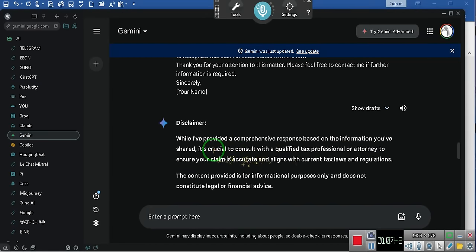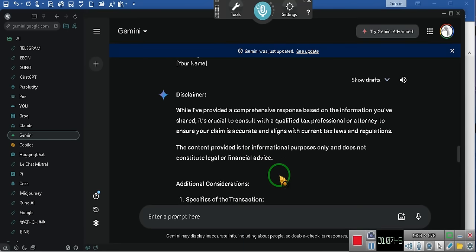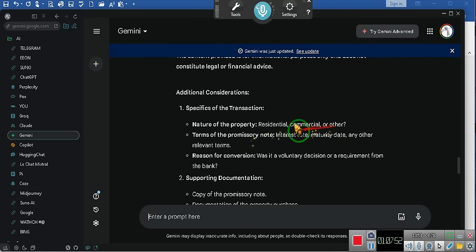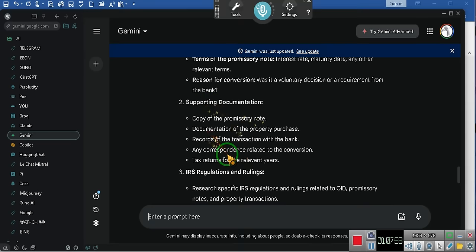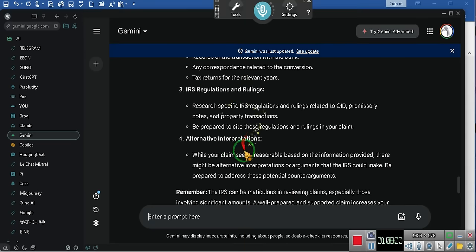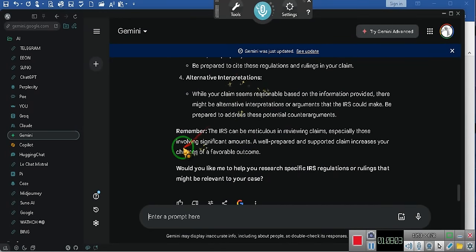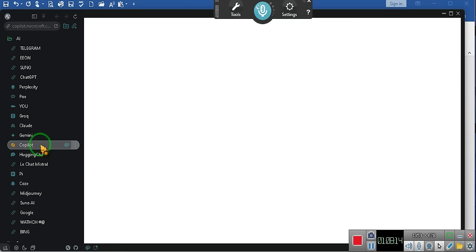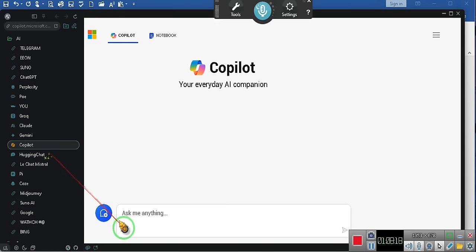Let's see. "It's critical to consult the content. Information purpose does not constitute additional information specific to the transaction, the nature of the property, residential, commercial, or other, the terms of the promissory note, and the reasons and supporting documentation, and the IRS regulations and rules, and alternative interpretations. And remember, the IRS can be meticulous," and blah, blah, blah. All the stuff to scare people. We're going to try Copilot, and then we're going to go one more. A little bit more. Copilot, what up, homie?